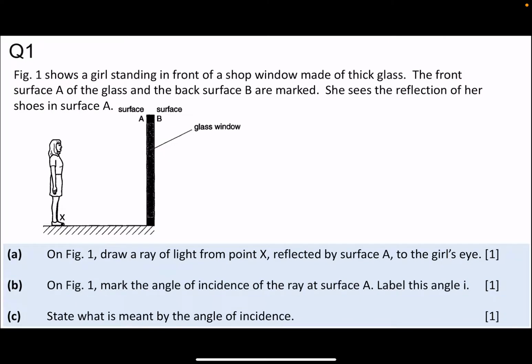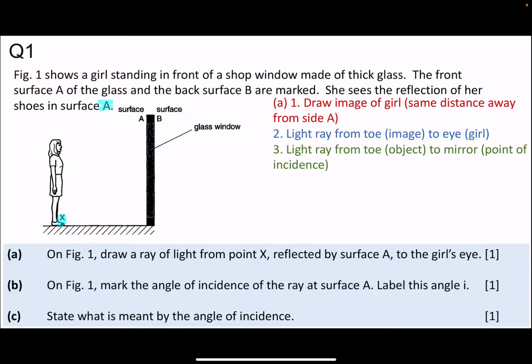Let's do some practice questions. Question 1. Figure 1 shows a girl standing in front of a shop window made of thick glass. The front surface A of the glass and the back surface B are marked. She sees a reflection of her shoes in surface A. So this means we're going to use the mirror at A. On figure 1, draw a light ray from X reflected by surface A to the girl's eye.